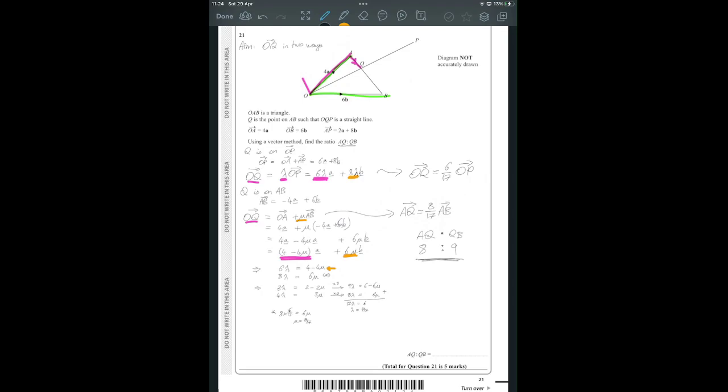Very unpleasant question. It is about setting up two ways to find O to Q and then solving simultaneously.